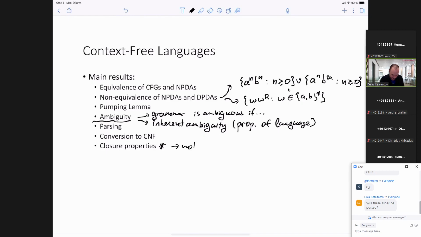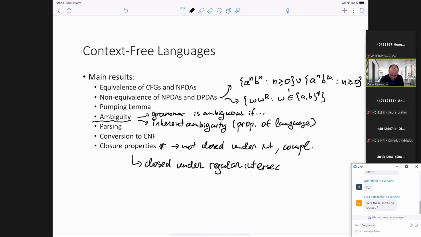So not closed under intersection and complement. However, now here you have this new property where it is closed under regular intersection. Regular intersection simply means intersection with the regular language.